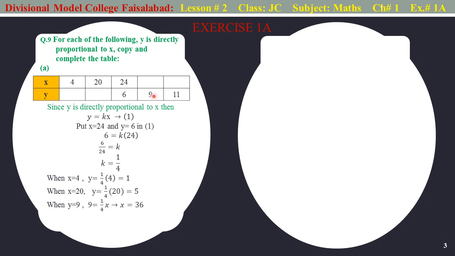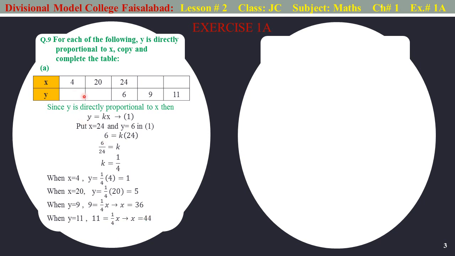So when y is equal to 9, we will put this value of y and the value of k in the given equation number 1. From here we will cross multiply 4 and 9 and we will get the value of x, which is equal to 36. And when y is equal to 11, we will put this value of y and the value of k in this equation. 11 is equal to 1 over 4 x. This gives you x is equal to 44.